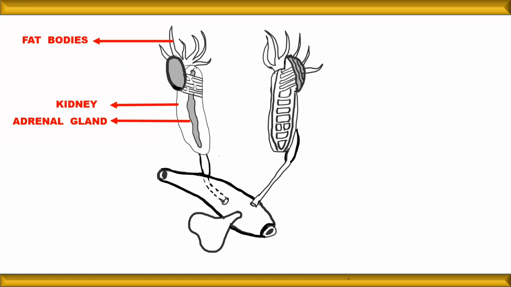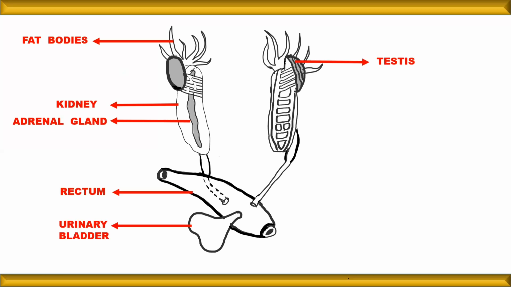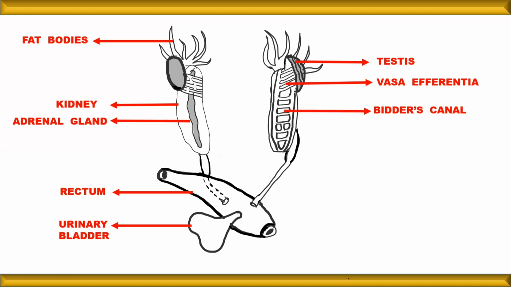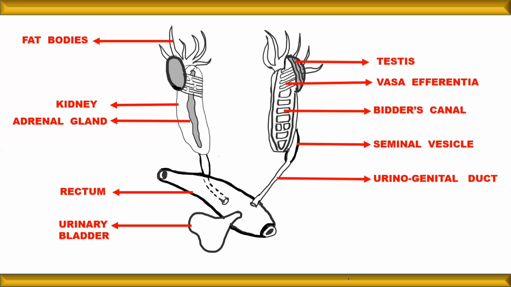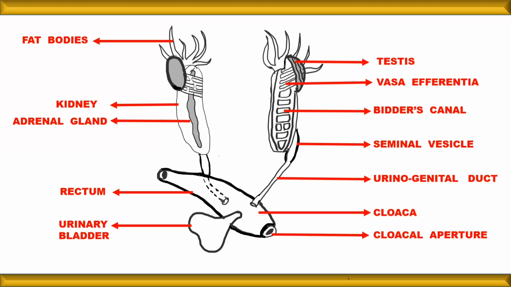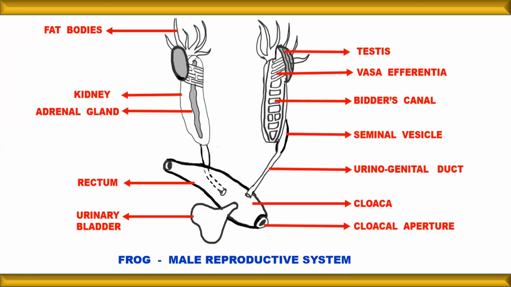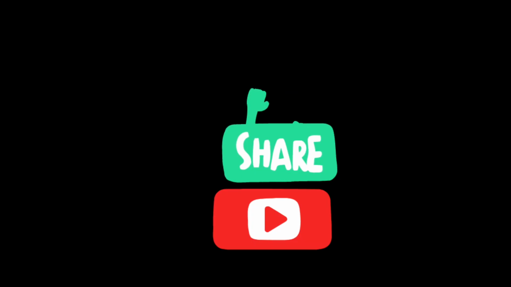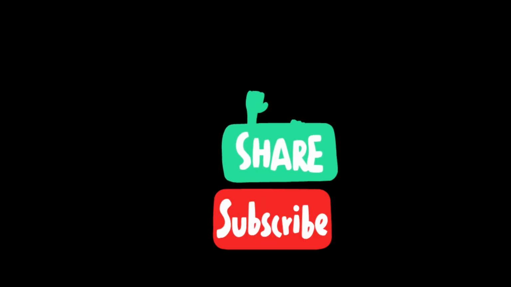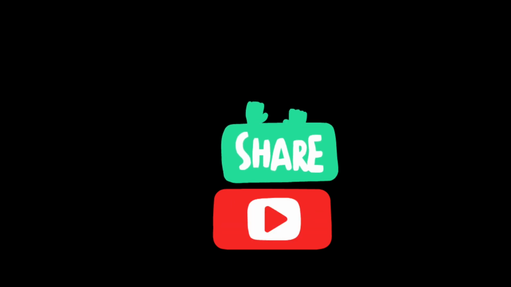The fat bodies first, then the kidney, adrenal gland and the rectum. Also, the urinary bladder has to be shown. Testis is the primary sex organ. Vasa efferentia leads to the Bidder's canal and then the seminal vesicle stores the sperm, ending with the urogenital duct which leads to the cloaca and then to the external through the cloacal aperture. So this diagram is quite simple and easy to draw.